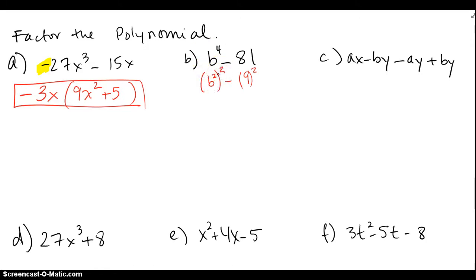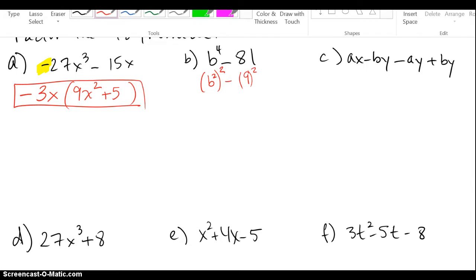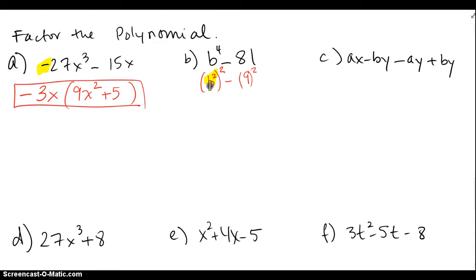If I think of it that way, then I really do have a difference of squares, because I have b squared squared minus 9 squared. So let's go apply the difference of squares. I'm going to put b squared and b squared for the two bases, and then for the 9 I'm going to put 3 and 3, or I'm sorry, it's already a 9 squared.